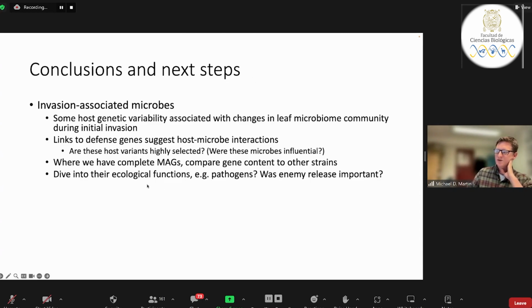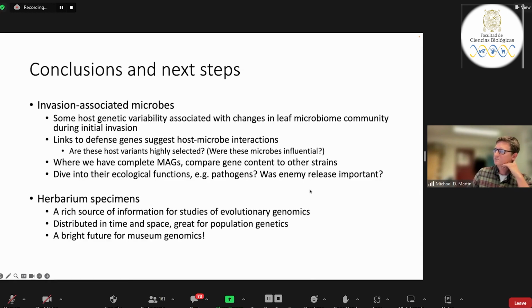And then we want to know more about the ecological functions of these microbes, because basically all we've been doing is Googling their names so far. So we don't know much about them really. And for many of them, we may never know anything, but this can help us to understand better whether enemy release has been important in the evolution of invasion in common ragweed in Europe.